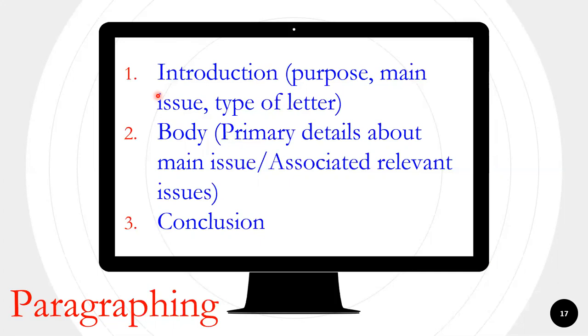Then in the body, you talk about the primary relevant information or the relevant details about the main issue. Then you go to primary and associated relevant issues. This may be in 2 separate paragraphs. You need about 4 on the whole. So 1 for introduction, probably 2 for body, depending on the case notes that you have. 2 minimum should be enough.